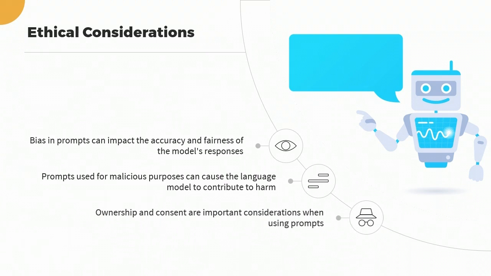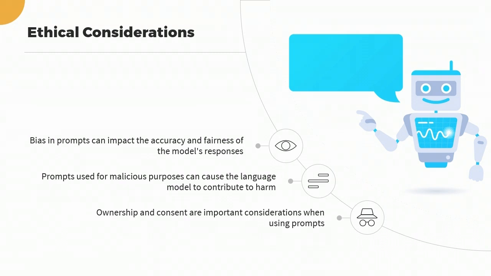There is also a question of ownership and consent when using prompts. Language models often use prompts that are taken from public sources, such as online forums or social media posts. While such sources may be publicly available, the individuals who created the content may not have intended for their words to be used in a language model. In some cases, this could raise ethical questions around privacy and consent.